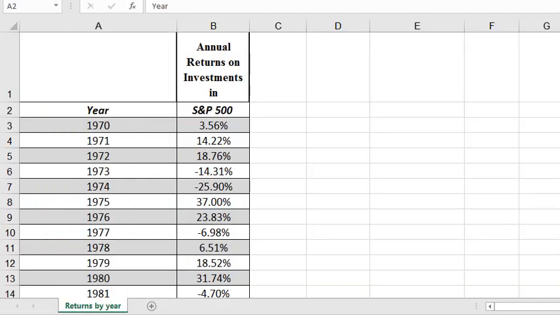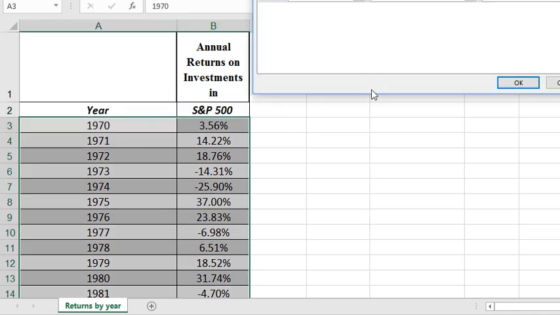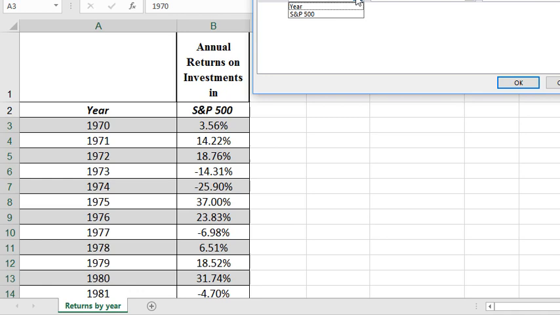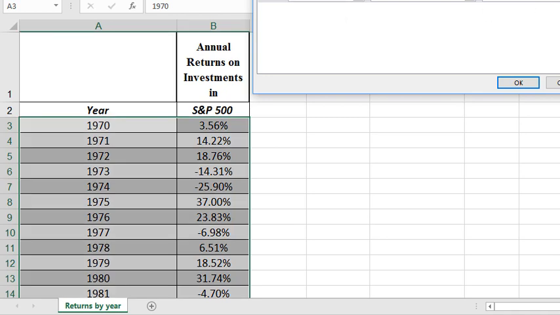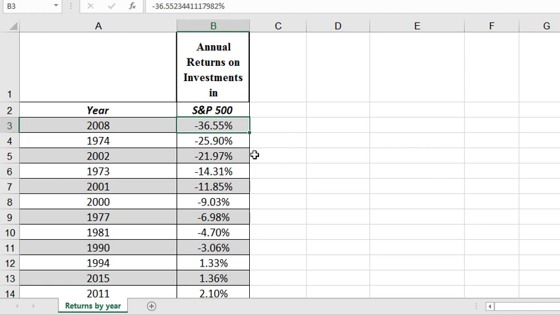I took the data from Damodaran's, and then for that line graph, I just simply cut out the returns from 1970, and then I just created a quick line graph, and it's as easy as that. And then the next thing I did is sort the data from the returns from lowest to highest. So we sort by the S&P 500 from smallest to largest, hit OK. And we can see 2008, for that time period, had the lowest return.